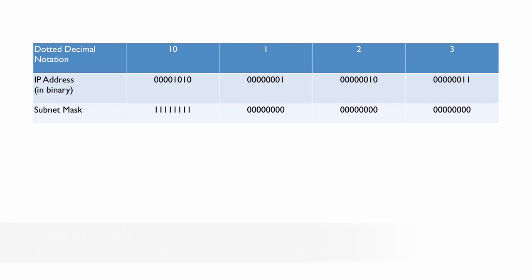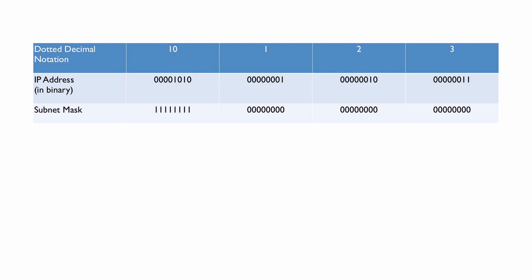You will never have a subnet mask of something like 11010001. No, they're all contiguous ones. They're all together. The subnet mask begins with those, and then that's followed by a set of contiguous zeros. And in this case, you see that we have 8 ones and then we have 3 groups of 8 zeros for a total of 24 zeros.